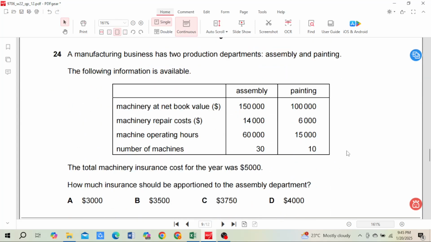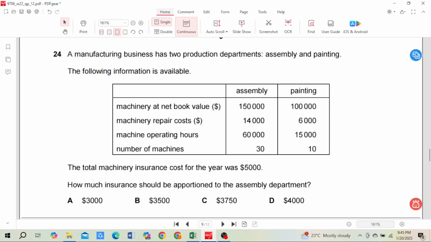Okay, next question. Question number 24. It says a manufacturing business has two production departments, assembly and painting. The following information is available. Machinery at net book value: 150,000 and 100,000. Machinery repair cost: 14,000 and 6,000. Machine operating hours: 60,000 and 15,000, and the number of machines: 30 and 10. The total machinery insurance cost for the year was 5,000. How much insurance should be apportioned to the assembly department?